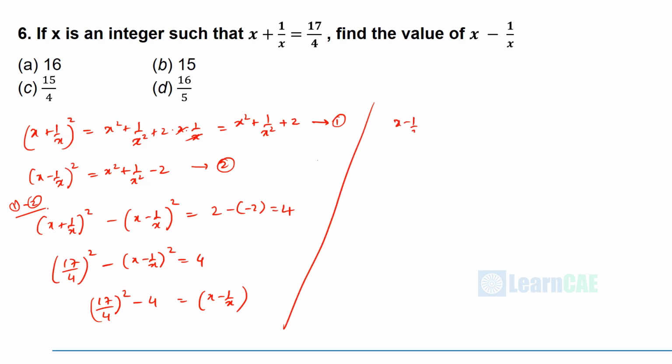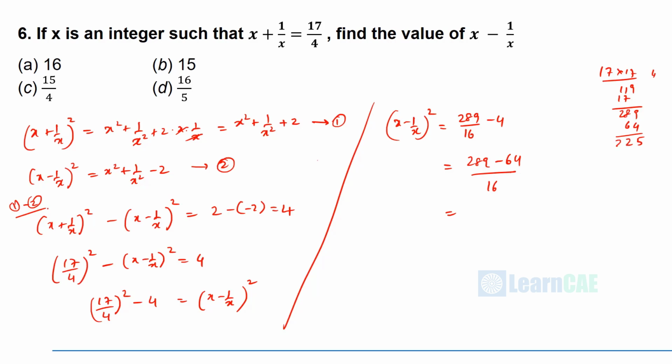Therefore, x minus 1 by x whole square is equal to 17 square, which is 17 into 17, which is 289. So this is equal to 289 by 16 minus 4. This is equal to 289 minus 4 into 16, which is 64, divided by 16. 289 minus 64 is equal to 225. 225 divided by 16. This is x minus 1 by x whole square.